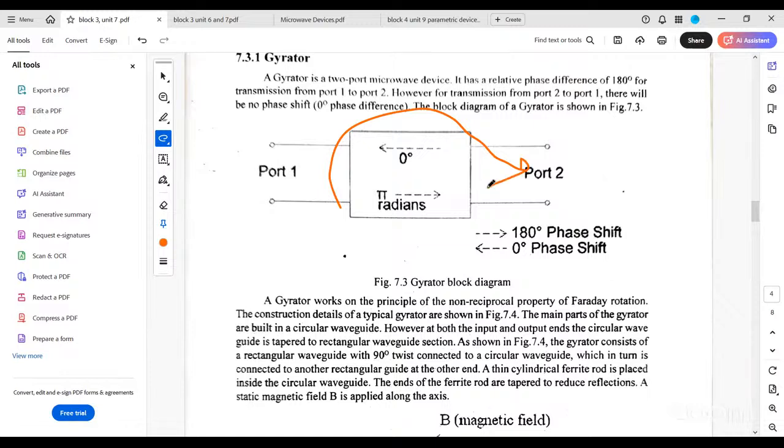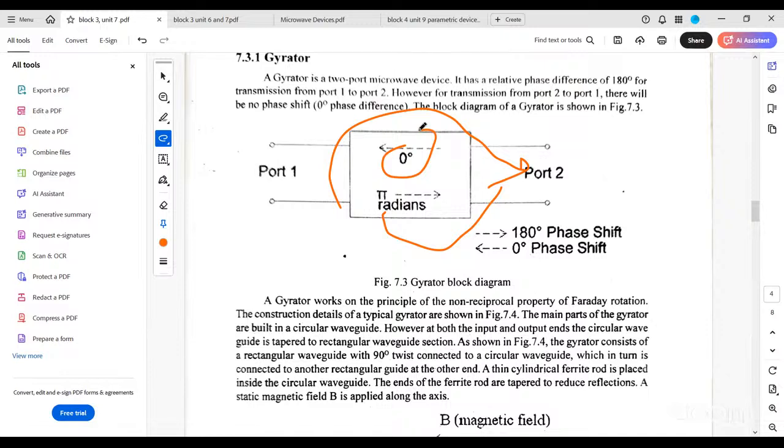Pi by 2 is 90, and pi is 180. So when it is traveling from input port 1 to port 2, it is facing a 180 degrees phase shift. But when it is traveling from port 2 to port 1, it has 0 degrees phase shift.